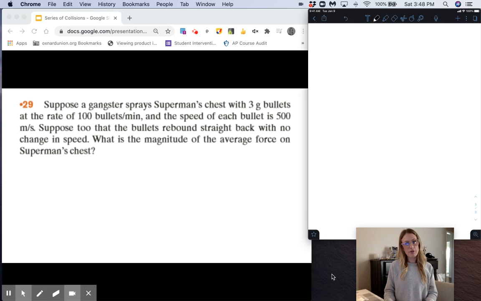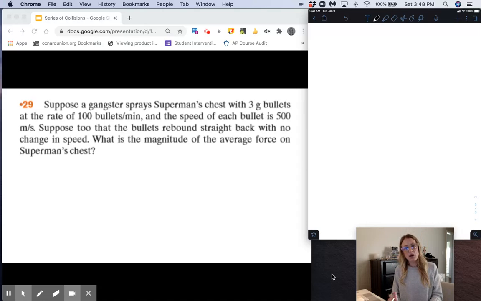So here's an example for our series of collisions. Suppose a gangster sprays Superman's chest with 3-gram bullets at a rate of 100 bullets per minute, and the speed of each bullet is 500 meters per second. Suppose, too, that the bullets rebound straight back with no change in speed. What is the magnitude of the average force on Superman's chest?